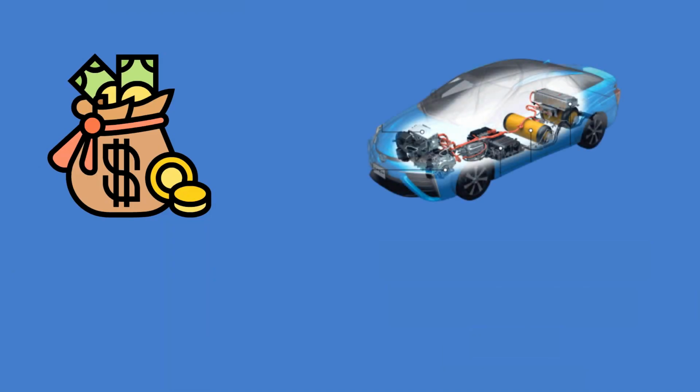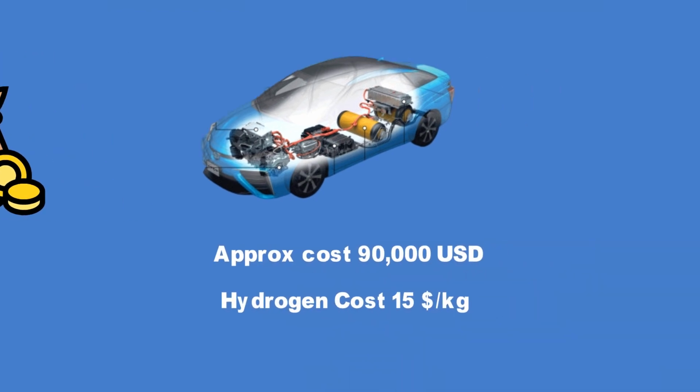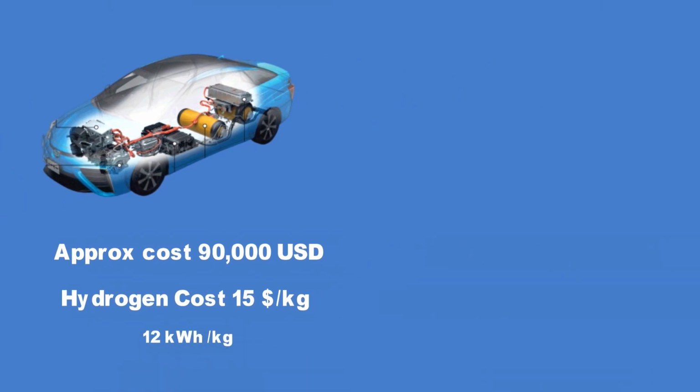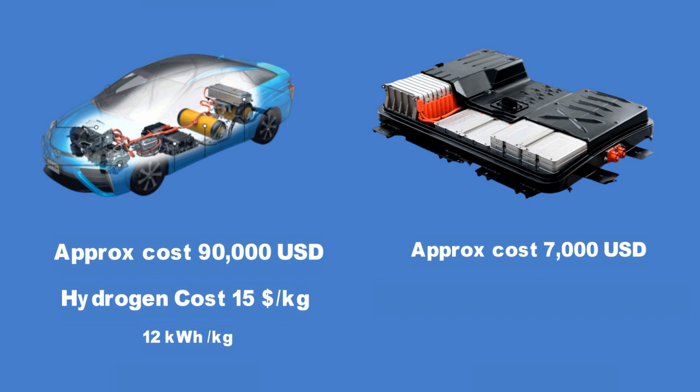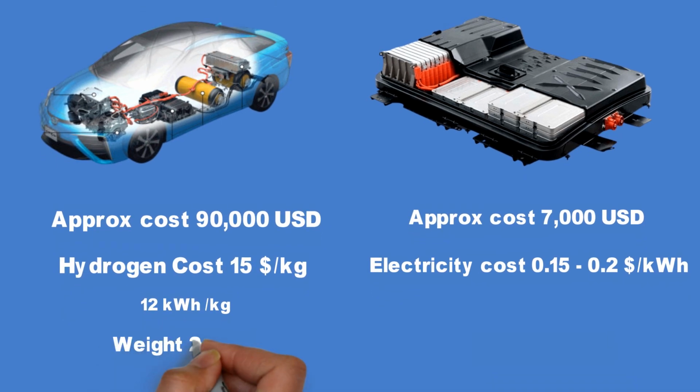The fuel cell stack for Mirai has an estimated cost of a staggering $90,000, while the price for hydrogen is also $15 per kilogram. Now compare this to the cost of a battery pack. The replacement battery pack of 60 kilowatt hour capacity are available for $7,000, and the price of electricity is 15 to 20 cents per kilowatt hour. But at the same time, the weight of the battery pack is 500 kilograms, meaning for the same capacity of 60 kilowatt hour, the fuel cell system is 300 kilograms lighter. And in aviation, that means a lot.